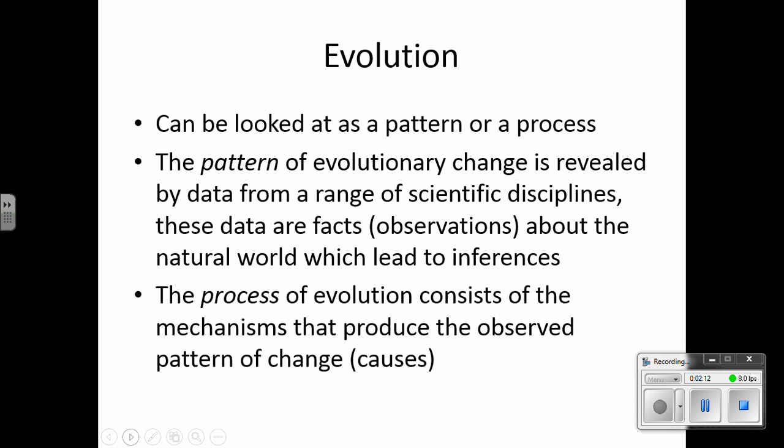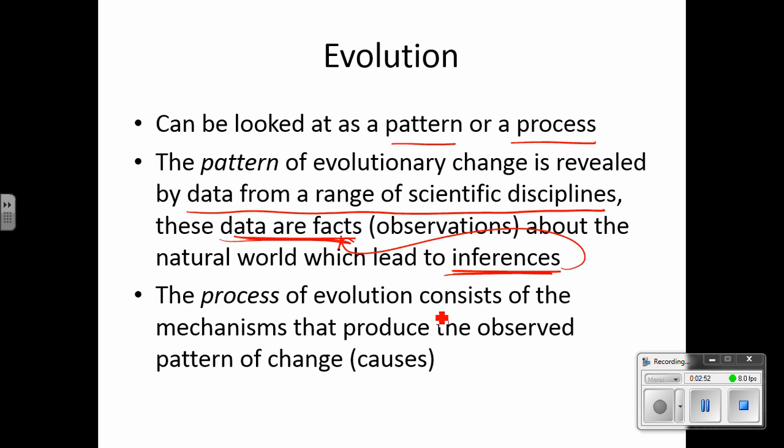Evolution can be looked at as a pattern or a process. The pattern of evolutionary change is revealed by data from a range of scientific disciplines. So we're talking about geologists, archaeologists, all kinds of different fields of biology contributing to this idea. The data are the facts about the natural world which lead to inferences. Remember, inferences, if you remember this from Bio 1, are assumptions we make based on the things that we observe. So we have our facts, and then we can make assumptions based on those facts.